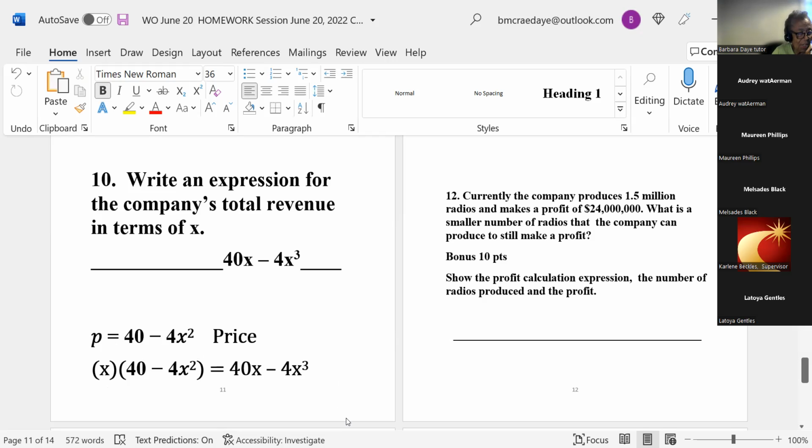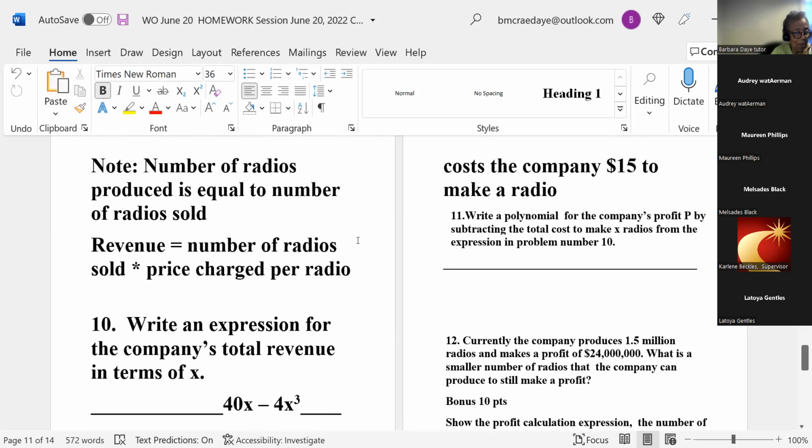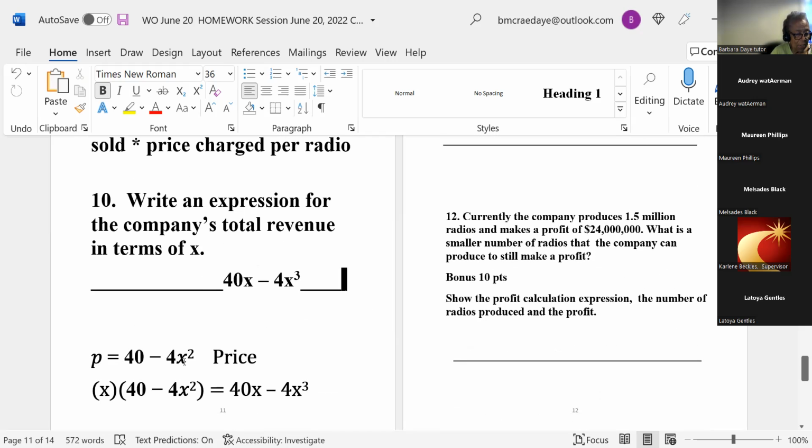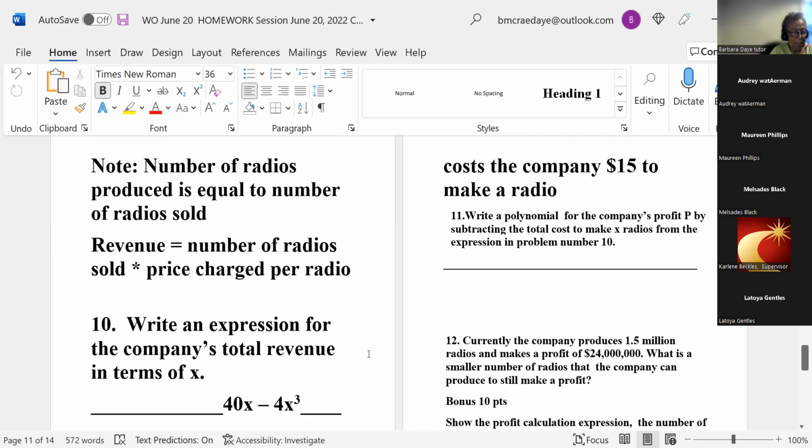Any questions on the revenue? Because I gave you the formula for the revenue, you just had to plug in the values. Number of radios, X, price charged per radio was 40 minus 4x squared. You multiply those out, that gives you your revenue. Now, number 11, the profit.